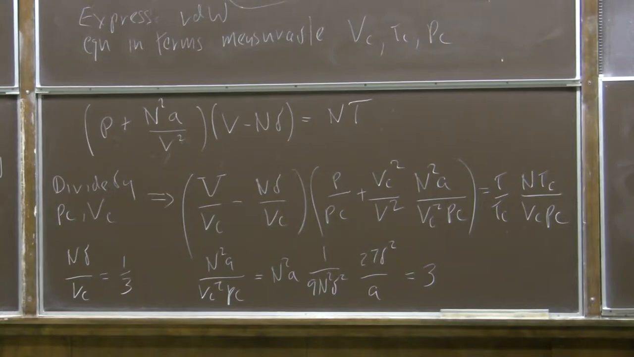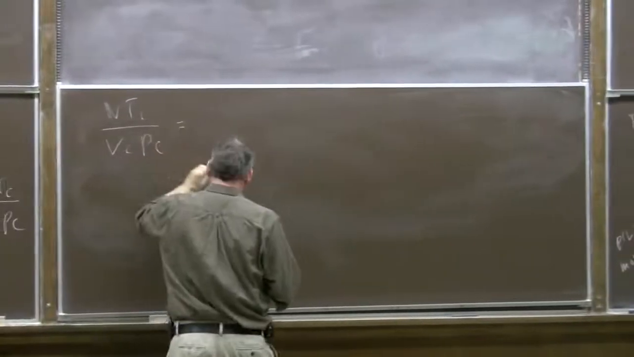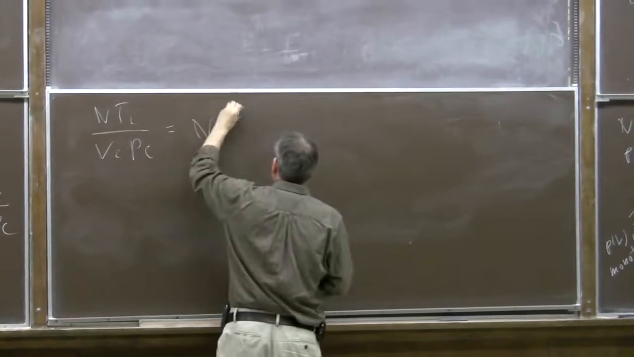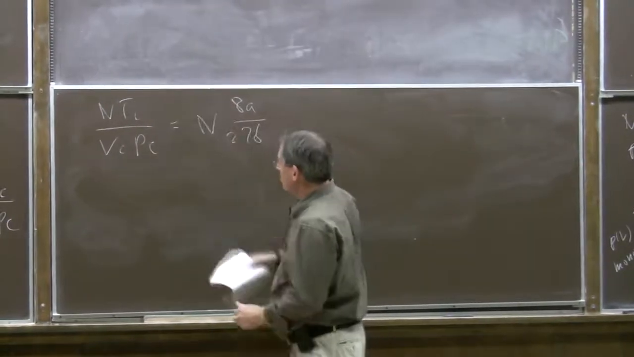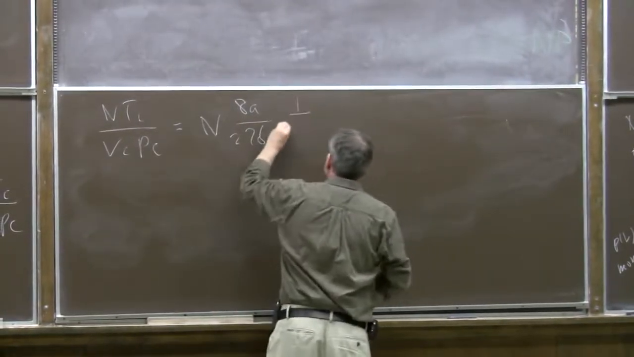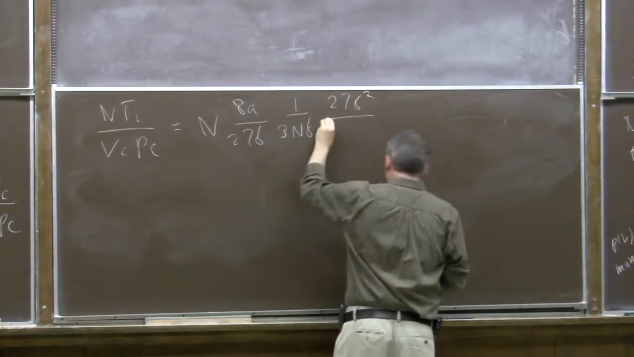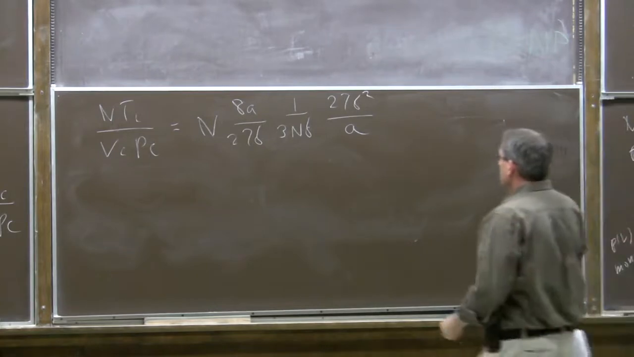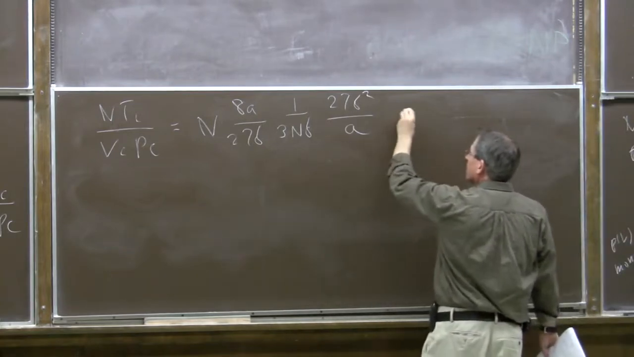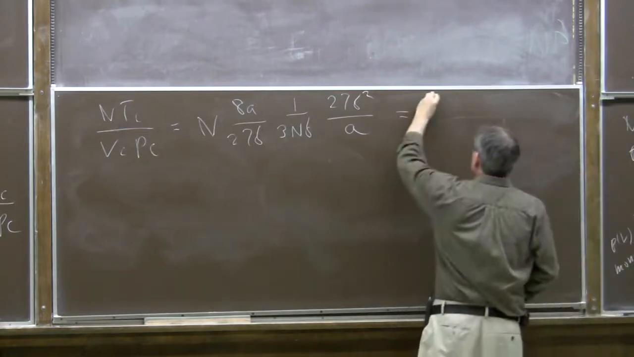And then we have this to evaluate. N critical temperature divided by critical volume, critical pressure. N, and then A over 27B for the critical temperature. 1 over 3NB, the 1 over the critical volume. 27B squared over A for 1 over the critical pressure. So again, the A's, the B's, and the N's divide out. And so do the 27. So all I have is 8/3.